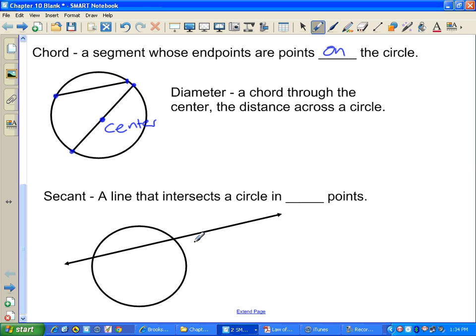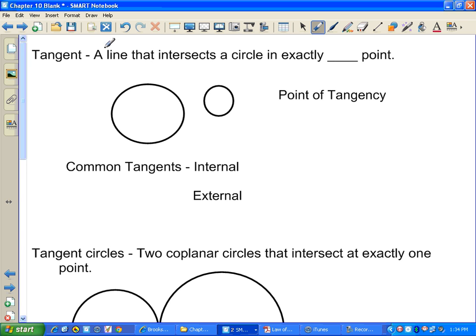If we have lines, so if we were to extend any of these chords and make them lines, they then become secants. A line that intersects a circle in 2 points is called a secant. So we can have lines that go through. We can have lines that don't touch the circle at all, lines sitting out here. Or the last thing we could have is a line that intersects a circle in exactly 1 point. This is called a tangent line.